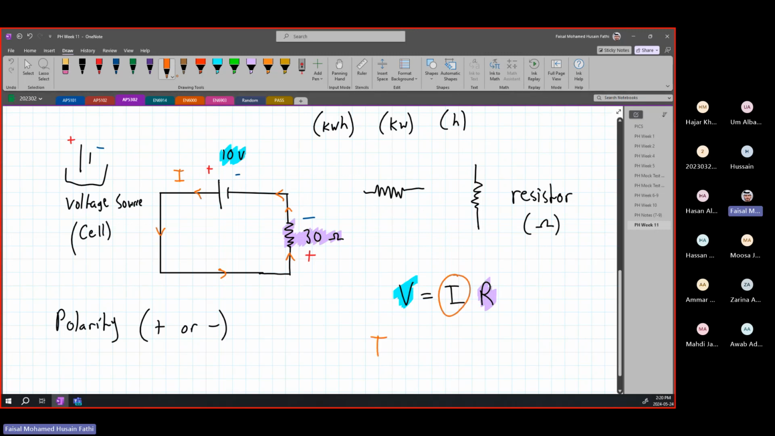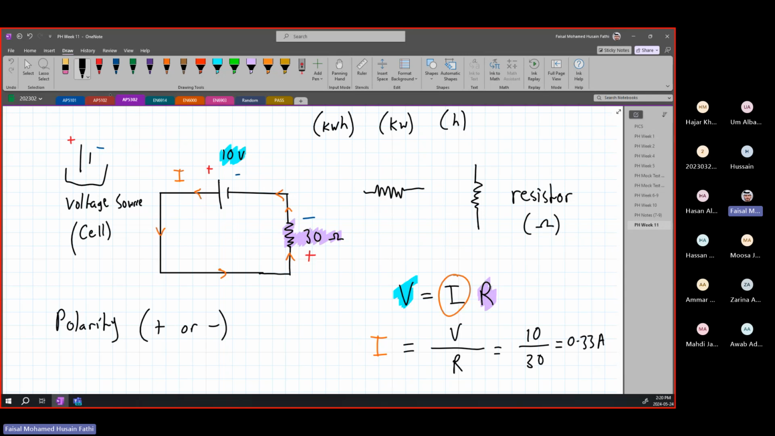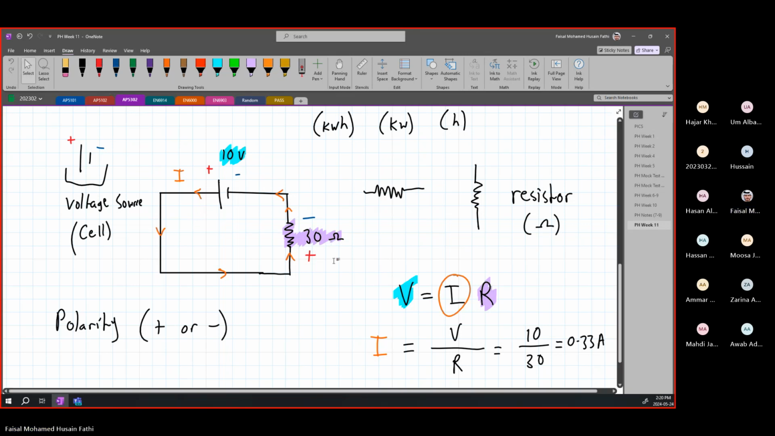Either by rearranging this equation or by using the triangle. We know that I is going to be voltage over resistance, which in this case is going to be 10 over 30, which is 0.33 amperes. Since all the units are correct, the voltage is in volts and the resistor is in ohms. Again, I did explain this previously, but now I just wanted to go a bit more in detail. So this is how you analyze a basic circuit.